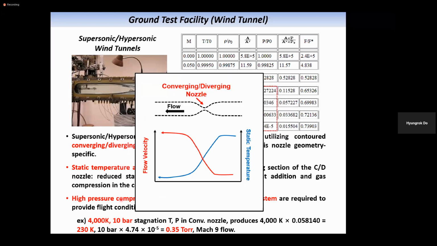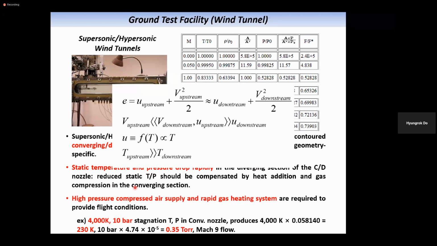So here's an example. Let's say you are heating up the gas in the upstream chamber up to 4,000 Kelvin, and the pressure is like 10 bar. And that gas is now stored. And producing that kind of gas is extremely difficult. The pressure is high and the temperature is 4,000 Kelvin. And remember that the typical combustion temperature is only 2200 Kelvin. So 4000 Kelvin is not the temperature reached with the combustion reactions. Only the plasma discharges can produce that kind of high temperature.